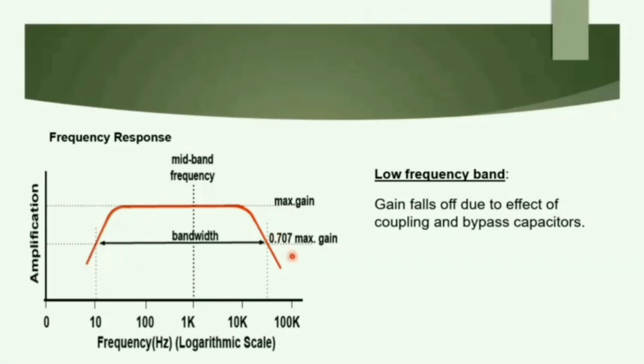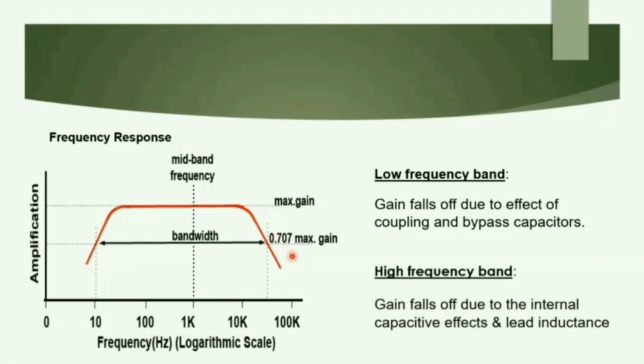In the high frequency band, the fall in gain is because of the internal parasitic capacitances and lead inductance. This reactance effect limits the band of frequencies, called bandwidth, for which we get constant gain. This is the limitation of BJT amplifier. Now let's move on to the next problem, that is gain instability.